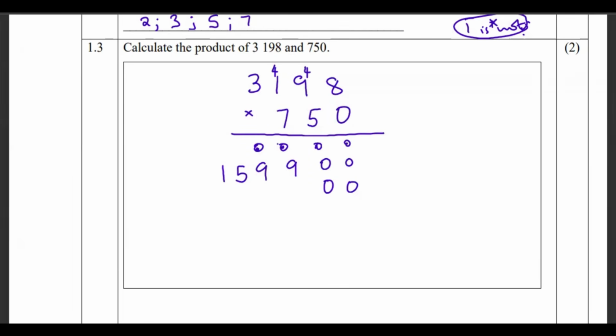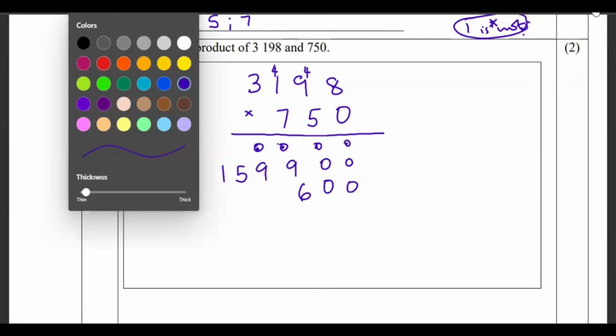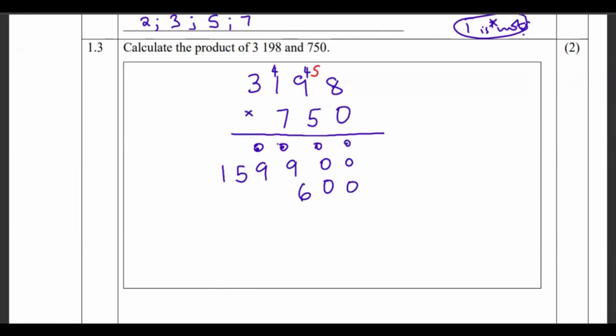So 7 times 8 is going to be 56. I write the 6, and then I'll carry the 5. Then 7 times 9 is 63. 63 plus 5 gives me 68. I write the 8, carry the 6. 7 times 1 is 7, plus 6 is 13. 3, we carry 1. And then 7 times 3 is 21, plus 1 is 22. So 22, just in that particular order. The moment you mess up with the positions, then chances are high you're going to get this wrong.